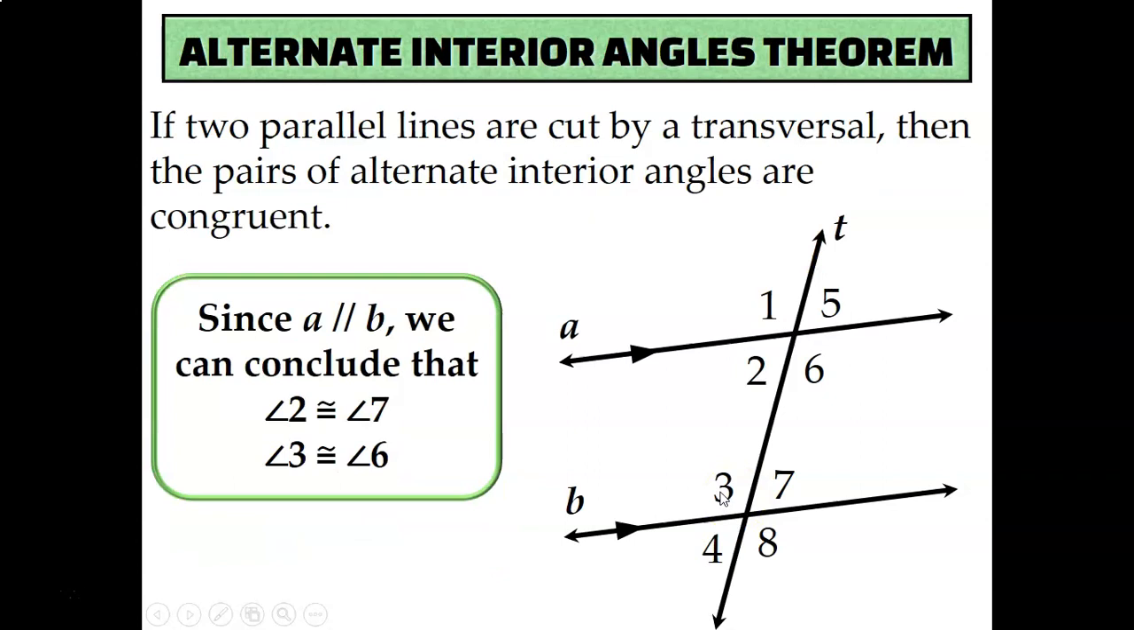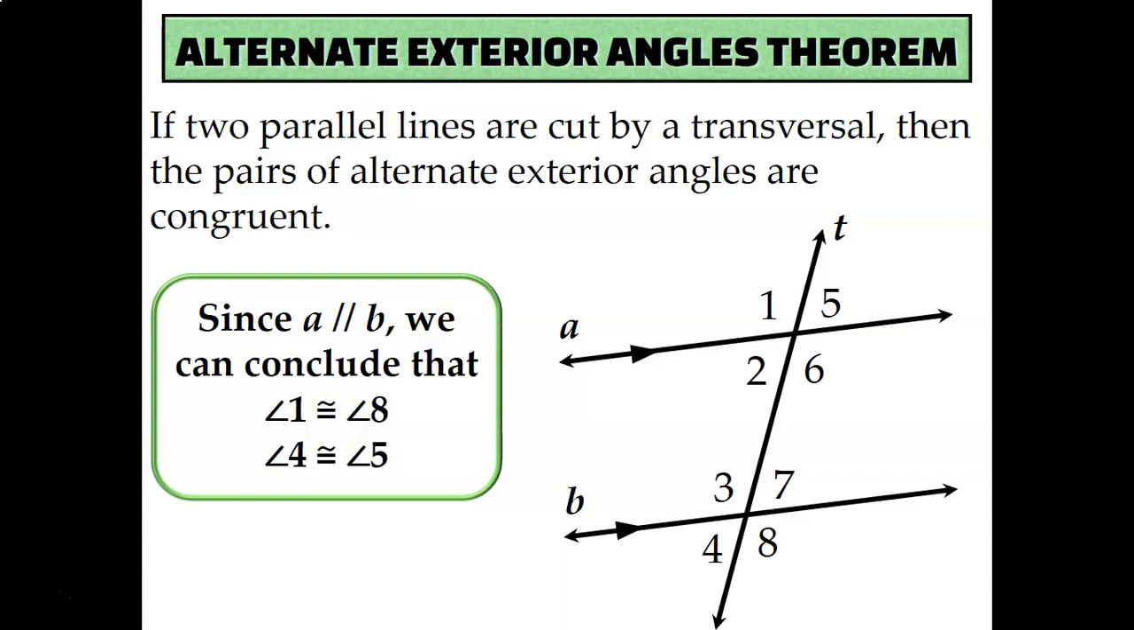We also learned about alternate interior angles. Alternate means that they're on opposite sides of the transversal, like how 2 is on the left-hand side and 7 is on the right. And interior means that it's in between the two parallel lines. So if the lines are parallel, then the alternate interior angles are congruent.